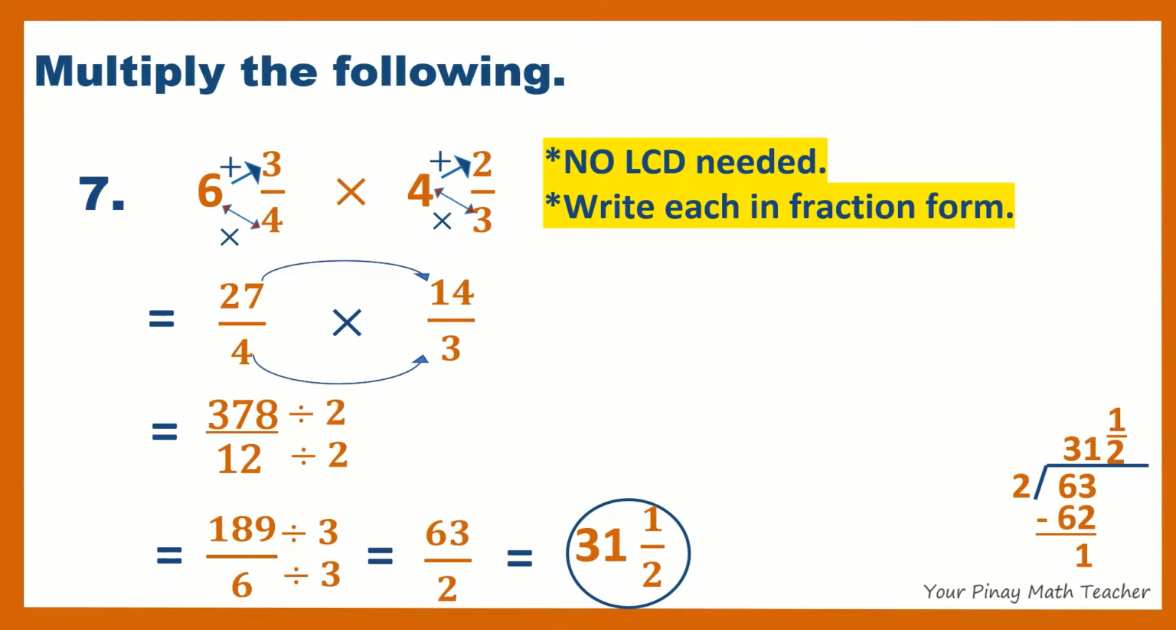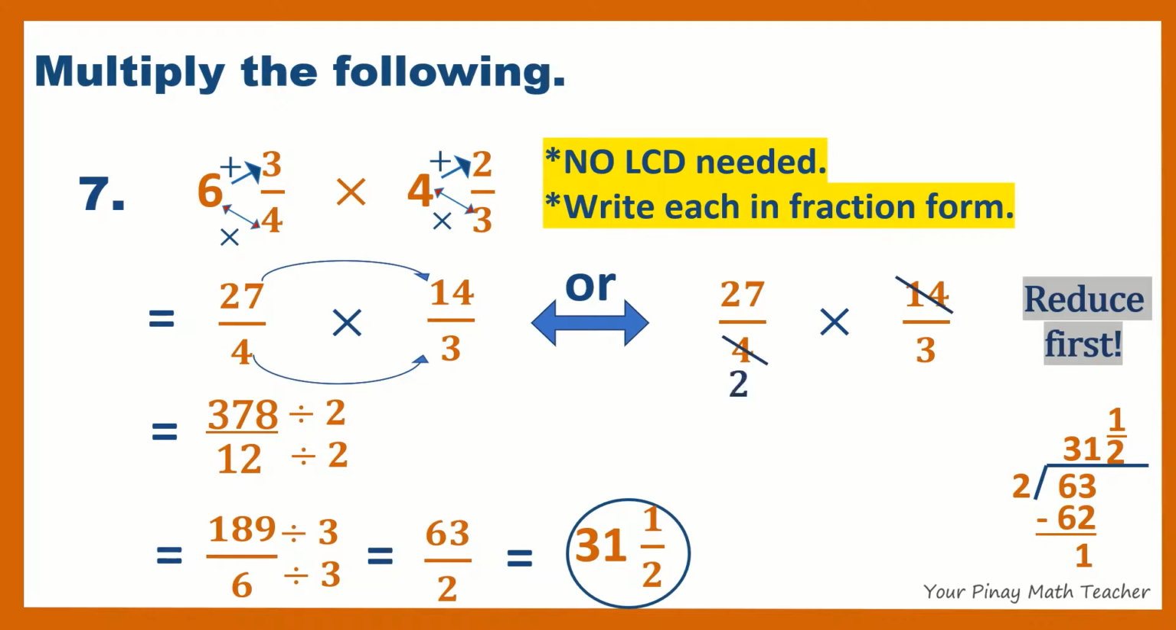Please be informed that using method 1, you will be dealing with larger numbers. Unlike in method 2, where you reduce first, you will be dealing with smaller numbers. So here, we reduce first 4 and 14, we get 2 and 7. And then 27 and 3 by 3, we get 9 and 1. So 9 times 7, we get 63 over the product of the denominators, 2. Now, changing 63 halves, we will get the same answer as 31 and 1/2.